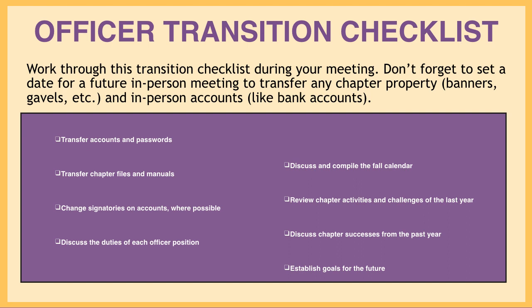Even being held remotely, the officer transition meeting is still the best way to pass on the duties of each office. You'll want to work through the following checklists during this meeting. You can pass on lists of official accounts and passwords. This includes Blackboard pages, chapter emails, any financial accounts, really anything with a password at all.